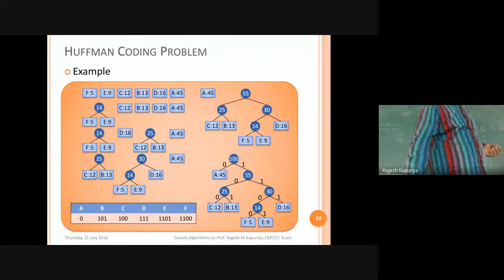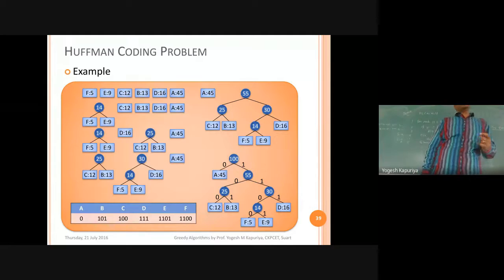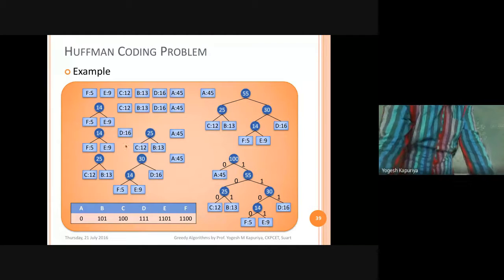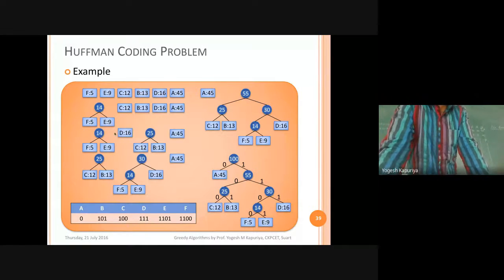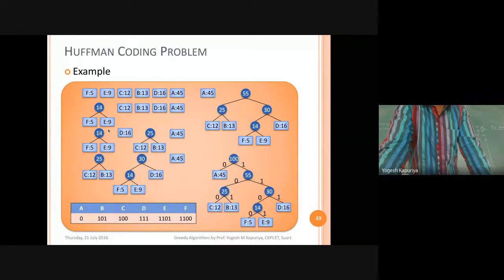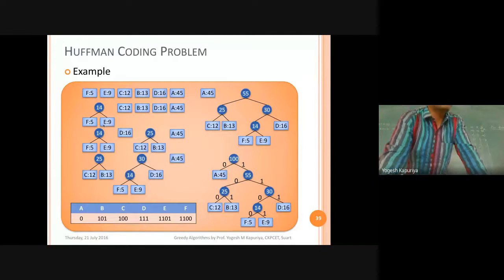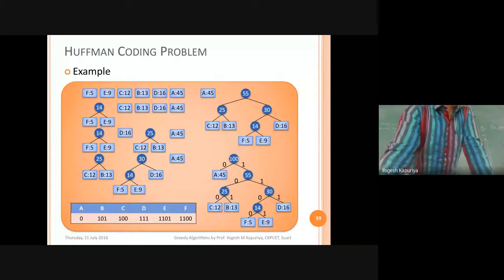So this is our iteration of Huffman coding. Initially you have been given the frequency of each letter. F is 5, E is 9. Frequency means how many times that letter is repeated. Initially you will pick F and E because they are the minimum. So 5 and 9, 14. A new intermediate node is created, and that will be inserted again into the queue. So you are extracting 2 items and inserting 1 item in every iteration. You will repeat this till your queue is empty. So at the end, you will have that particular tree.